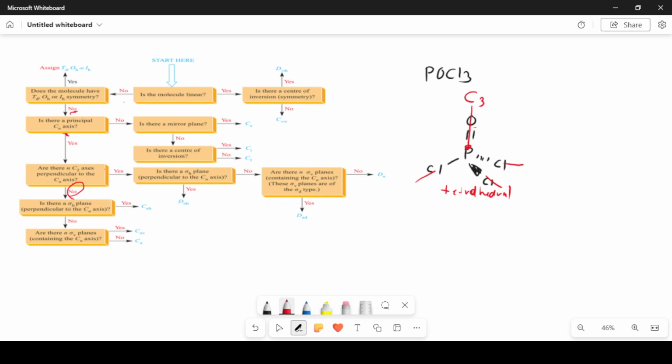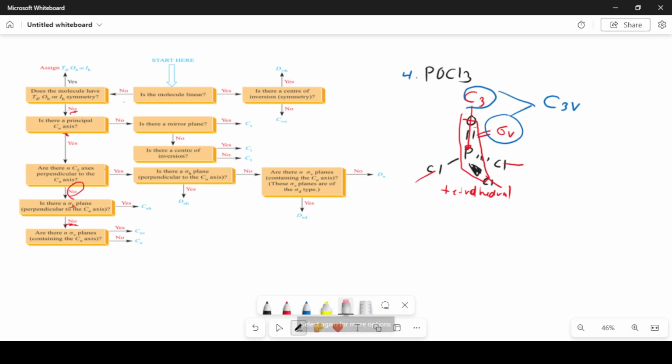Is there a perpendicular sigma H to the plane? Meron ba dito? Wala. Because it's not planar. Remember, nakababa yung mga yan. So, it's a no. So, are there Cnv planes containing the Cn axis? Yes. Meron actually. It's between the O and the Cl. Itong mga to. It's sigma V plane here. Ayan. So, after that, let's combine the C3 and sigma V. We will have the point group of C3V. So, that's the answer for our number 4. Okay?